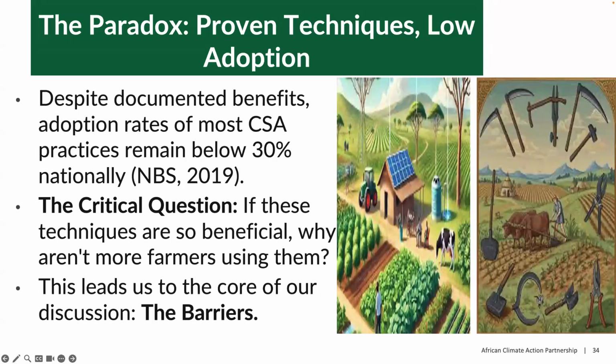Now, you can see that herein lies the paradox. We have the tools, we have the evidence documented in the literature, but widespread adoption remains very elusive. Understanding why is the first step to solving this problem. The critical question is: if these techniques are so beneficial, why aren't more farmers using them? So let's look at the barriers now. Let's move to the next slide, please.